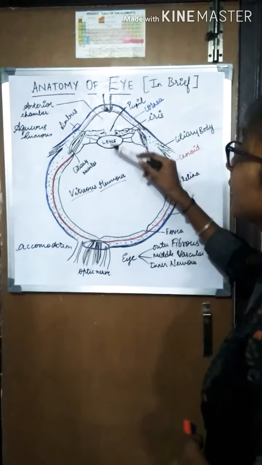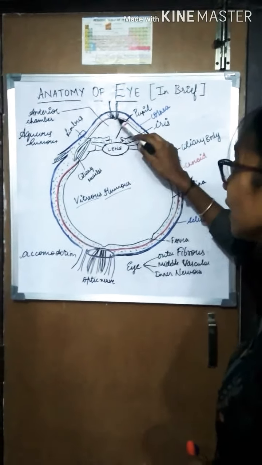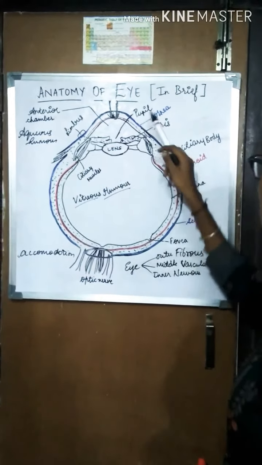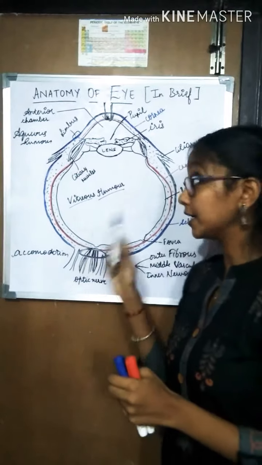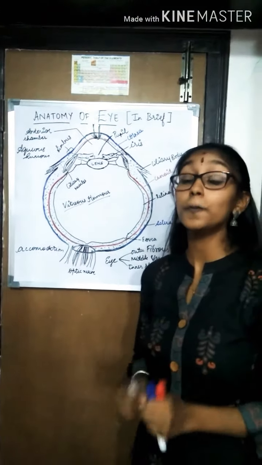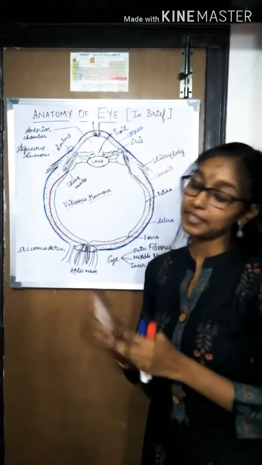The iris lies between the lens and the cornea. As I said, the pupil dilation and constriction mainly depend upon the intensity of light, and it is controlled by parasympathetic and sympathetic nerves.